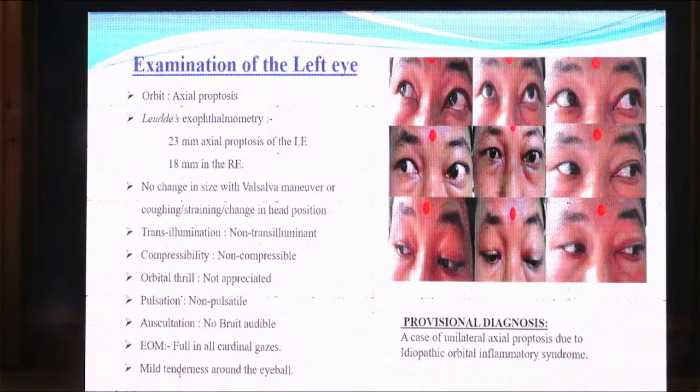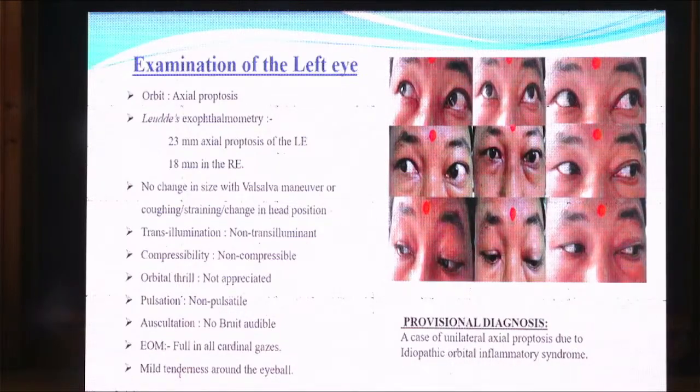Examination of the left eye shows axial proptosis. On Hertel's exophthalmometry, 23 millimeter axial proptosis of the left eye is seen, and 18 millimeter in the right eye. There was no change in size with Valsalva maneuver or straining or change in head position. Transillumination was negative.